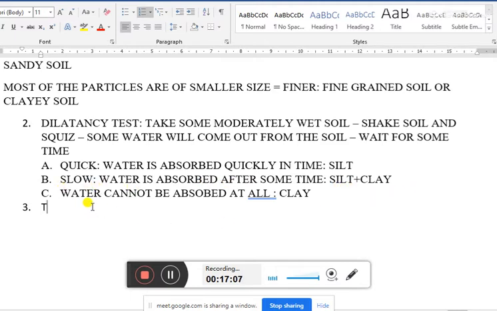And if the water cannot be absorbed at all, then the soil may be classified as clay, pure clay. Okay, that means pure clay soil. Then next test you may go for toughness.